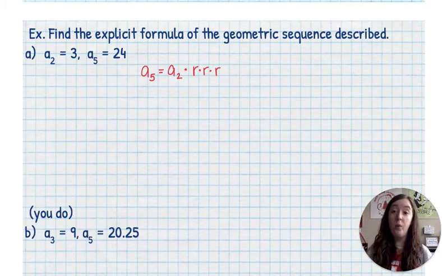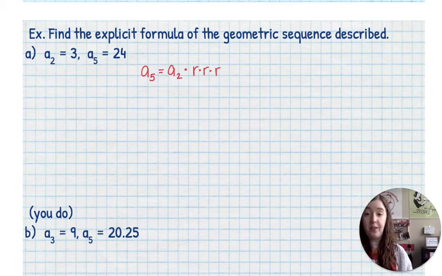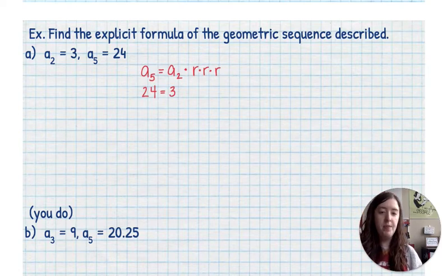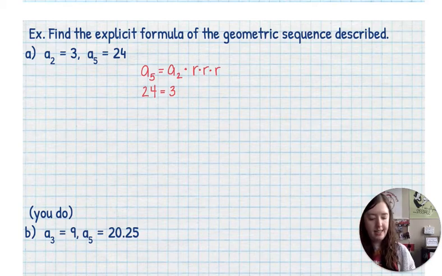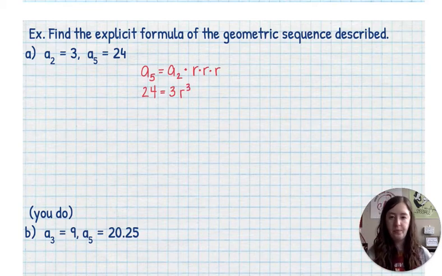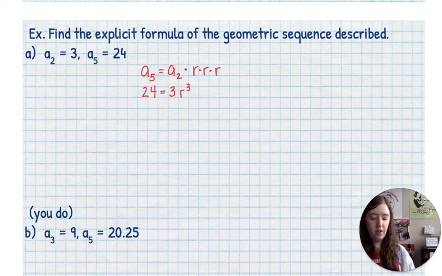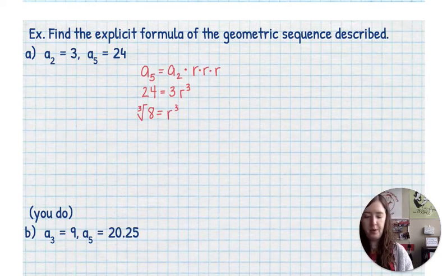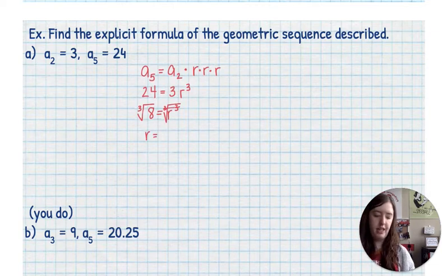So we're going to plug in what we know. We know that a sub 5, my fifth term, is 24. We know that a sub 2, my second term, is 3, and then I multiplied by r 3 times. So r times r times r is r cubed. Now to solve for my common ratio, we'll divide by 3 on both sides and get 8 equals r cubed. To get rid of that cubed, we'll take the cube root of both sides. So r is equal to 2.